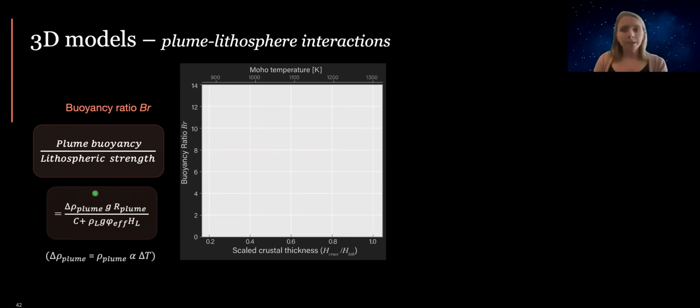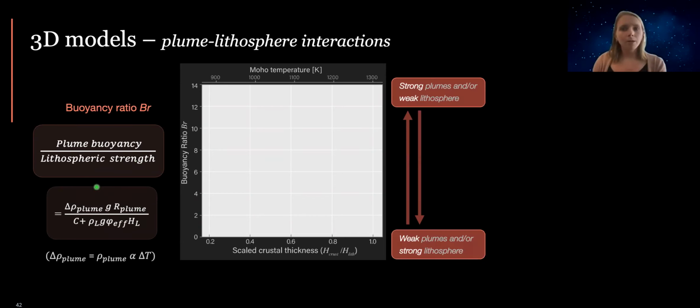Basically what this means is that models with a very strong or hot big plume or a very weak lithosphere plot at the top of the graph. And plumes are here more able to break up the crust. And in contrast, models with a very weak plume or a strong lithosphere plot at the bottom of the graph.